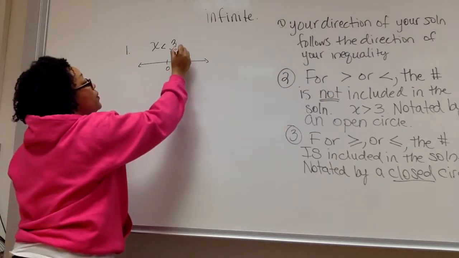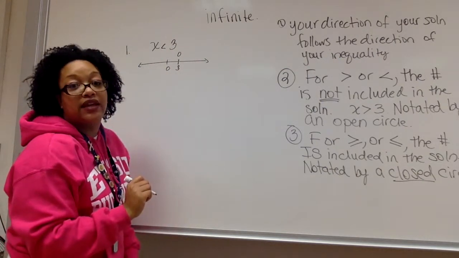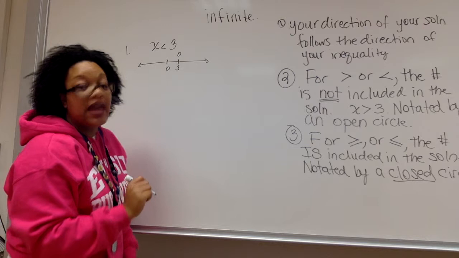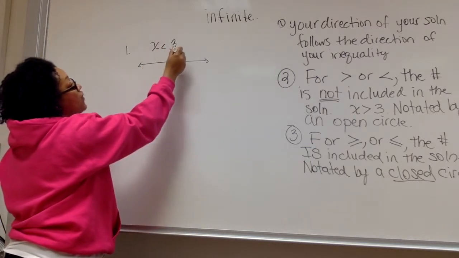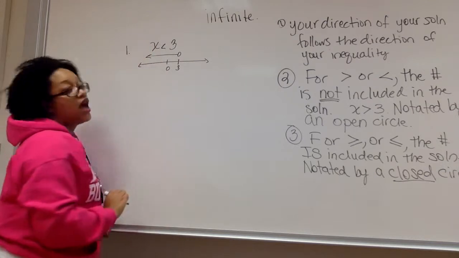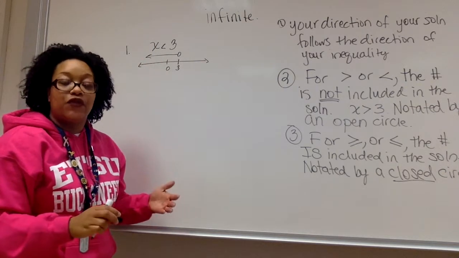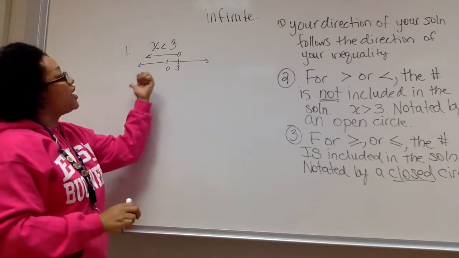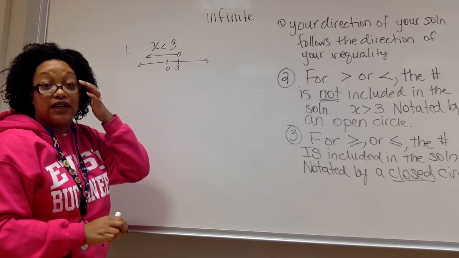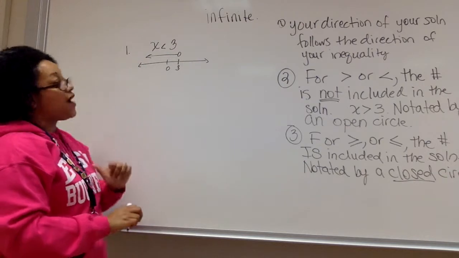So I'll put an open circle above the 3. And then, because this arrow is pointing to the left, that will be the direction of my inequality. And if you think about it, it makes sense. All numbers less than 3 will be coming from the left of that 3. So what I've done is graph that inequality.